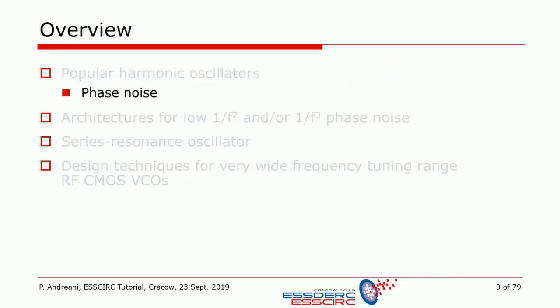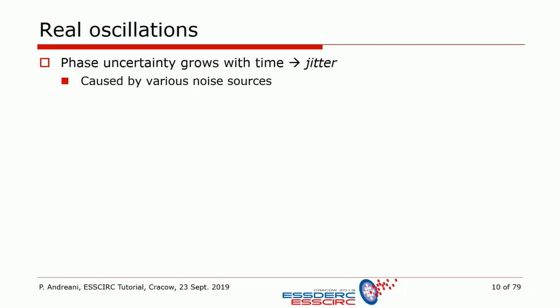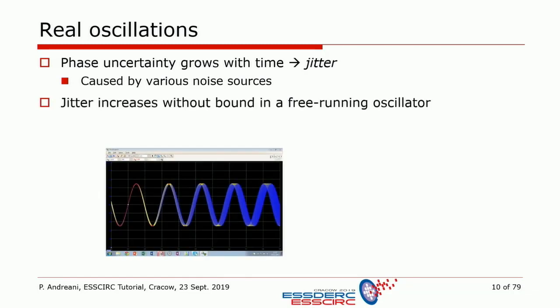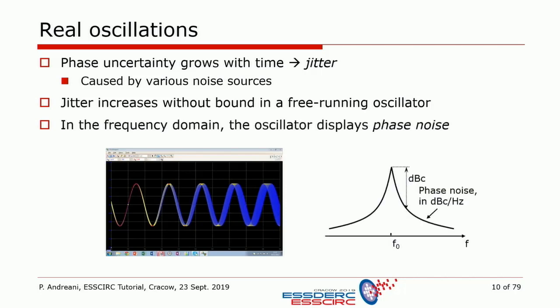Now, something about phase noise. You have already heard a lot about phase noise, and I don't know how much I should go through here, but you can see that, as we have already seen, the phase uncertainty of a free-running oscillator, so an oscillator that is not inside a feedback loop like in a PLL, grows unbounded in time. So after a while, we would not have any idea when the zero crossing would occur. In the time domain, this is referred to as jitter.